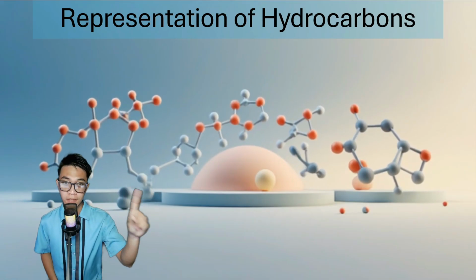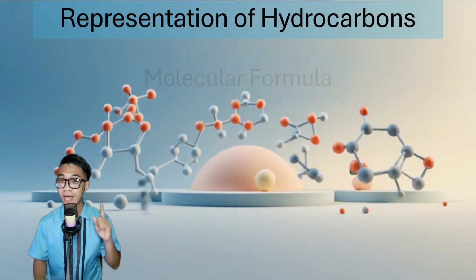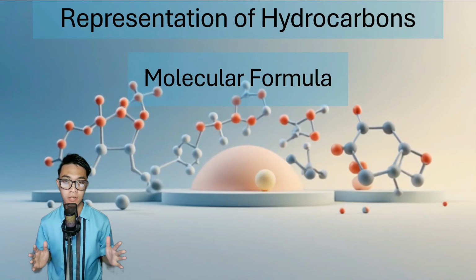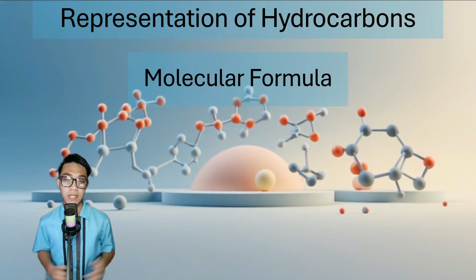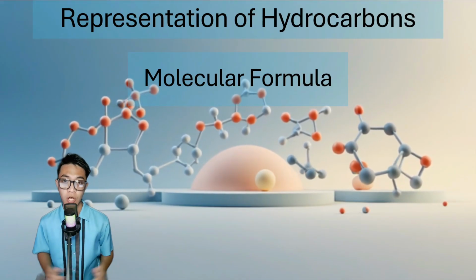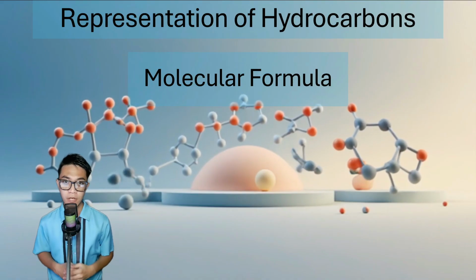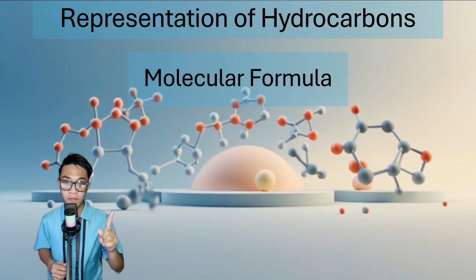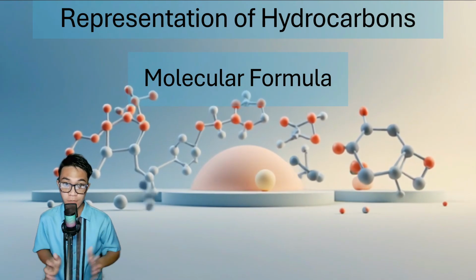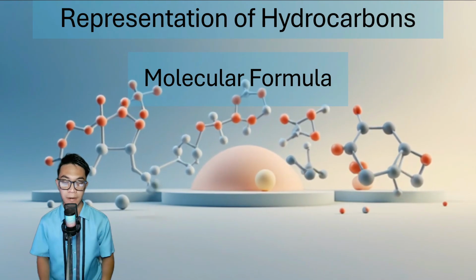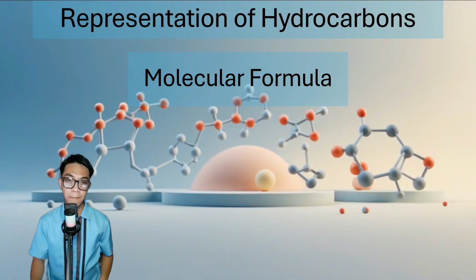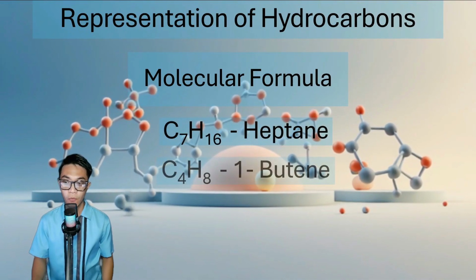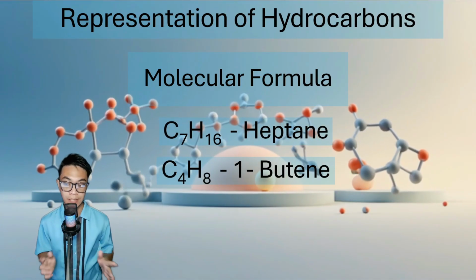For our first representation of our hydrocarbons, we have the molecular formula. So molecular formula is a chemical formula representation of a molecule or compound. In this type of representation, we can see the specific kind of element and the number of atoms present in that specific compound. I have here examples of our hydrocarbons. We have the heptane and the 1-butene.